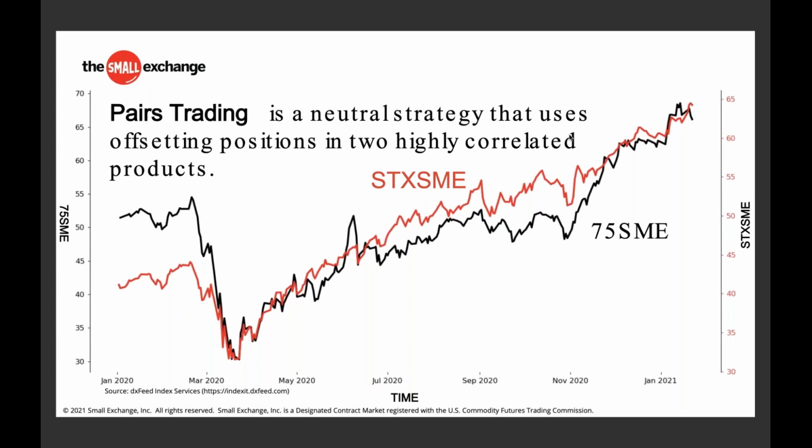Pairs trading is purely defined as a neutral strategy that uses offsetting positions in 2 highly correlated products. Now, the 2 main characters that we're going to focus on for the start of this presentation will end in a new and different world of interest rates. Later on, Small Exchange just launched some really cool, really innovative products in the interest rate world. We will get to that later, but first we're going to focus on stocks, and what we have here is STX SME. That is a technology equity index future. 75 SME is an equity index future as well, but that's more of a broad market. That's similar to your Russells, your Dow, your S&Ps, whereby there are technology stocks in there, but there's also energy, industrials, financials, all different types of stocks.